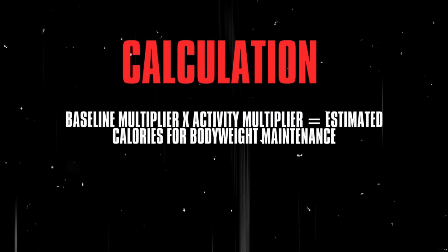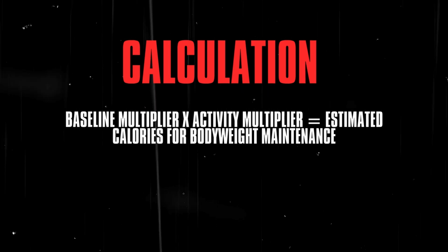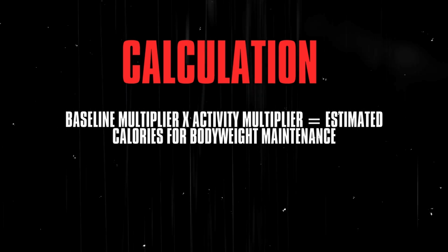Now, in order for us to get you to 200 pounds, we need to first understand how many calories you need to eat for you to lose weight. The best way to do this, the accurate way, is to first understand your baseline multiplier times your activity multiplier, and you'll get your maintenance calories. This is the amount of calories that you need to consume in order for you to maintain your weight.